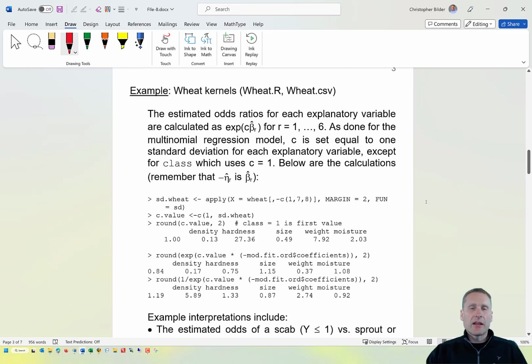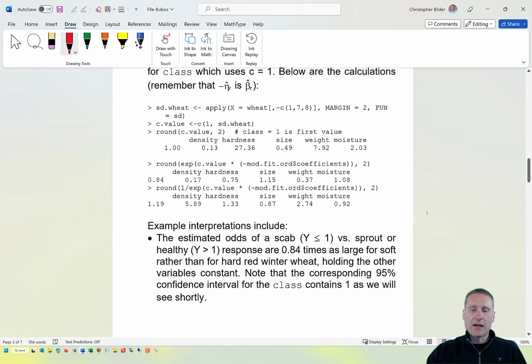So let's take a look at an example. We're going to go back to the wheat kernels example that we've seen before. Each of these estimated odds ratios for our model are simply going to be the exponential function evaluated at c times the corresponding beta hat for that particular variable. If you remember when we were first looking at the wheat data example, we used c equal to 1 for the class variable, and then we used one standard deviation for the value of c corresponding to the other explanatory variables. We're going to do exactly the same thing here.